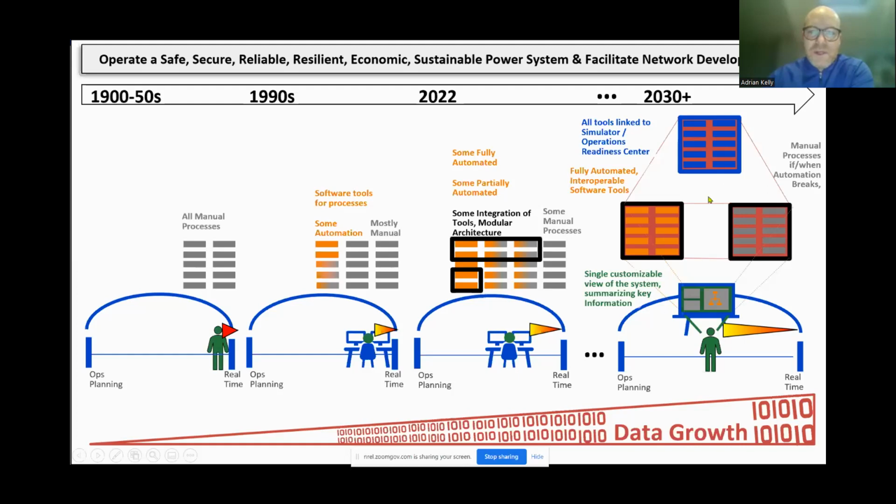So this is what we want to strive towards. An architecture that ties together automated processes, fail over to manual processes whenever automation breaks, and then everything linked back to a simulator, or what we call an operations readiness center. And then the operator's decision support or view of the system is streamlined via an interface here. And they become, in this context, operators or people that work in a forecast way. So they have constant look ahead, good foresight with forecasted data, and they only need to intervene whenever an emergency happens or an event happens on the network.